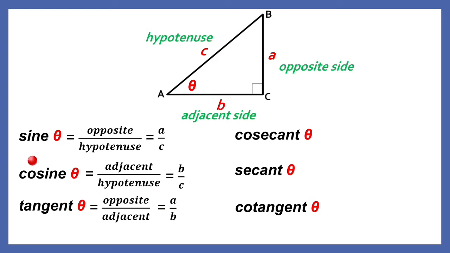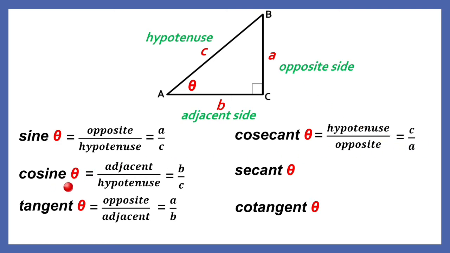Ang sine theta, ang kanyang reciprocal function is cosecant. Kapag sinabing reciprocal, pagbabalik-tarin natin. So, kung ang sine theta is opposite over hypotenuse, ang cosecant theta is hypotenuse over opposite. Pagbabalik-tarin lang natin itong a over c, magiging c over a. So, let's check sa triangle natin. Ang hypotenuse is c, and then, ang opposite naman ay a. Kaya meron tayong c over a.